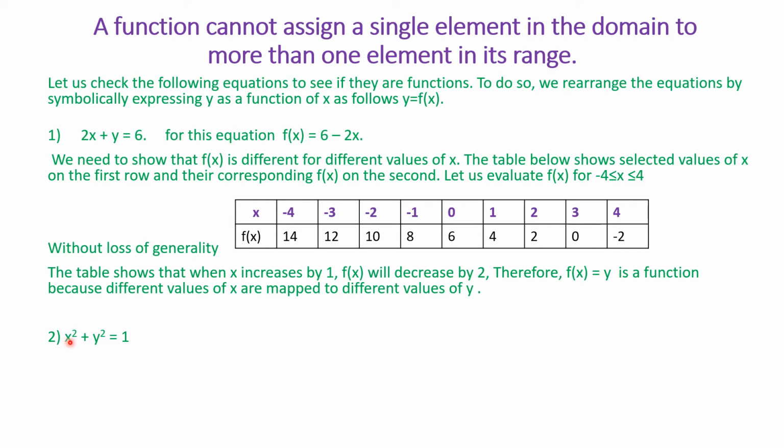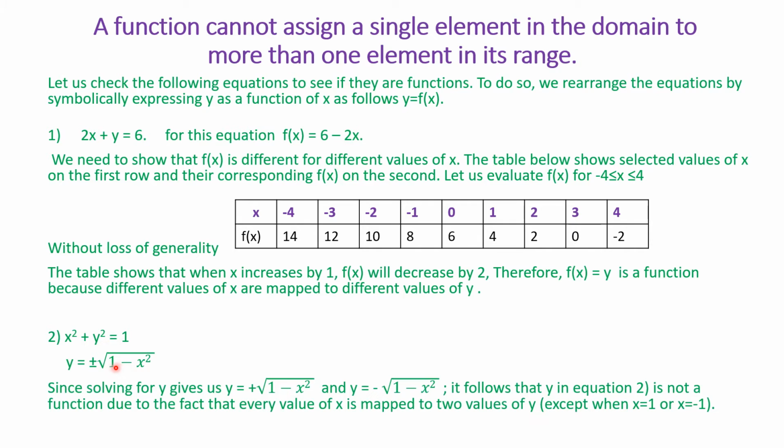Let's take a look at example number 2. x squared plus y squared equals 1. Then we can solve this equation by saying y equals plus or minus the square root of 1 minus x squared. Solving for y gives us y equals the positive square root of 1 minus x squared, and y also equals the negative square root of 1 minus x squared. Since y has two values for the same x, it's not a function.